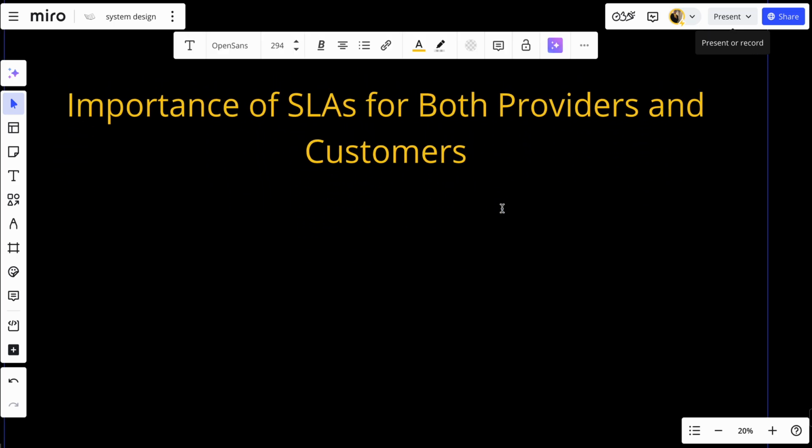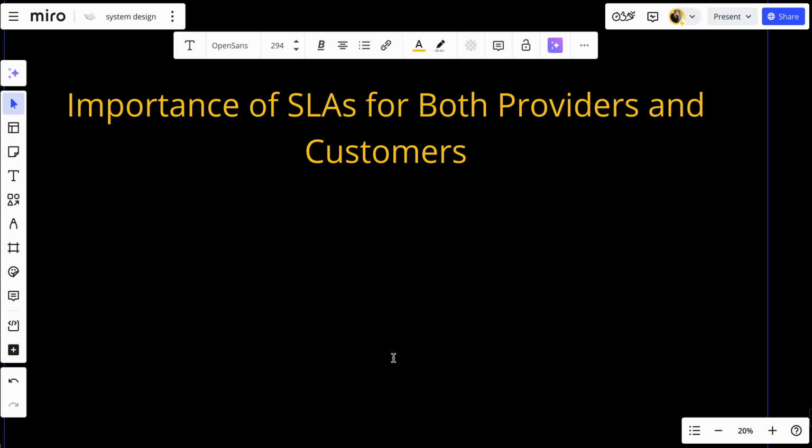So SLAs are essential for both providers and customers. For providers, SLAs help define clear expectations and demonstrate commitment to delivering a high quality service. For customers, SLAs provide a level of trust and accountability, ensuring that they know exactly what level of service they are paying for. When both parties agree on an SLA, it helps avoid confusion, sets measurable performance targets, and ensures everyone is on the same page about what constitutes a successful service.